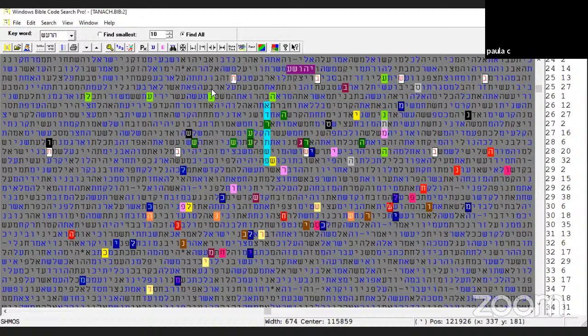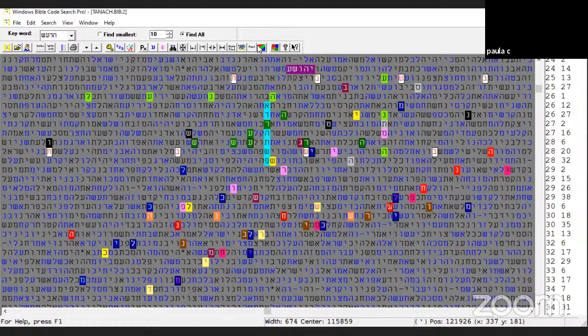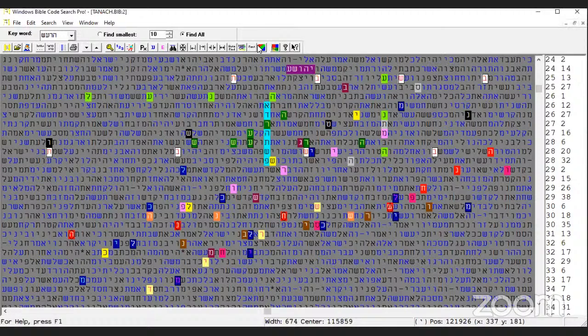Does anybody have any questions? I love that it's in Exodus. Yeah, I know. Okay, so then I just want to show you the one I found today. Let's see. I'm working on this one right here.